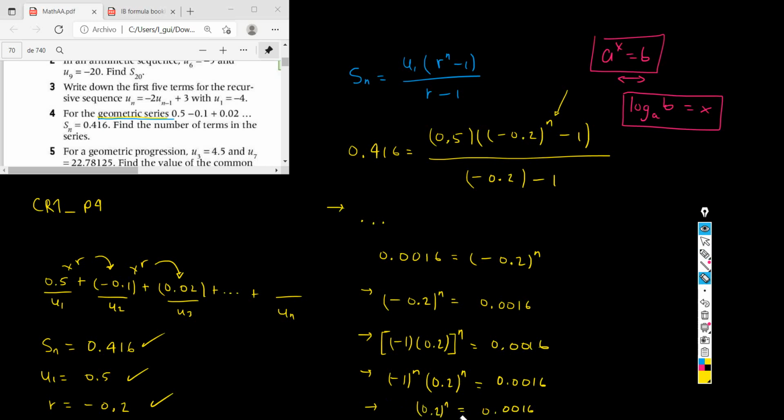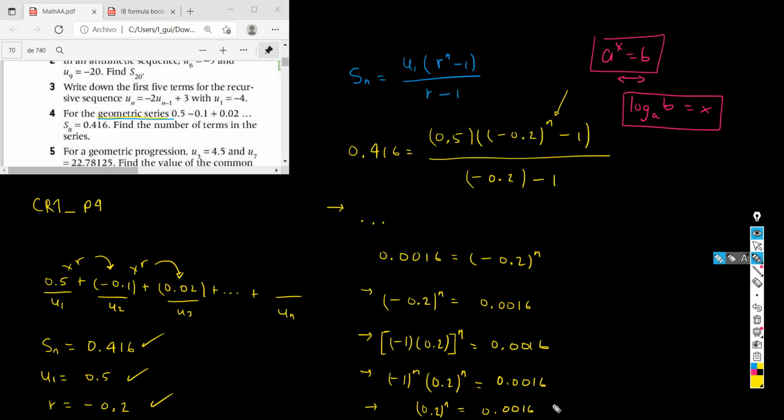I have bypassed the problem of the base being negative, because now all I have to do is solve this equation. Let's write down the logarithmic equivalent to this equation. The logarithmic equivalent is going to be logarithm base 0.2 of 0.0016 is going to be equal to n. And that's it. I have found a way to calculate n through this operation. Logarithm with this base of this number.